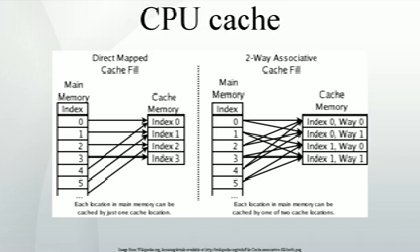Cache miss. A cache miss refers to a failed attempt to read or write a piece of data in the cache, which results in a main memory access with much longer latency. There are three kinds of cache misses: instruction read miss, data read miss, and data write miss.